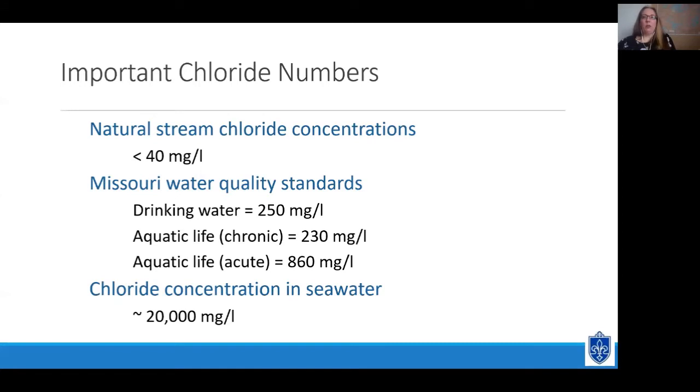And when speaking about acute and chronic exposure levels, when talking about water quality and standards, those are generally in terms of about a 1 hour exposure for acute toxicity and a 4-day exposure for chronic toxicity. And then just as a point of reference for chloride on the high end, seawater contains about 20,000 milligrams of chloride per liter.